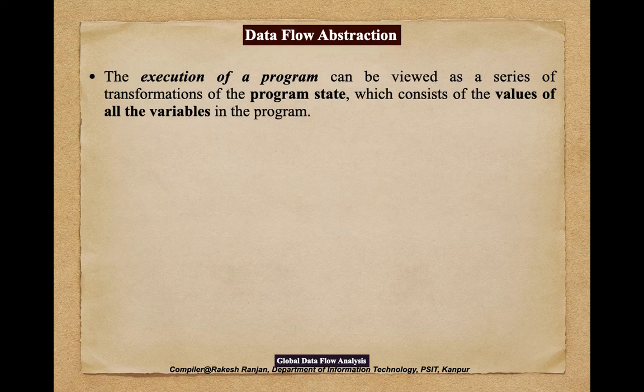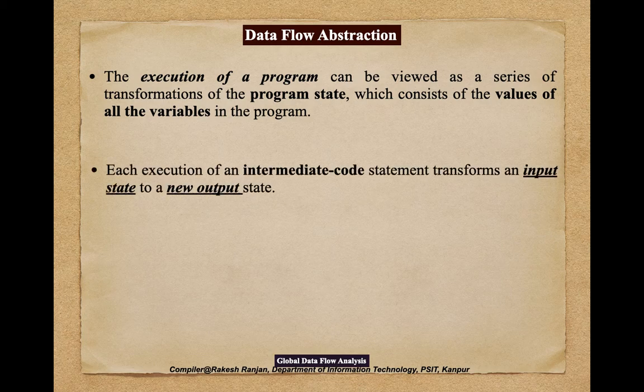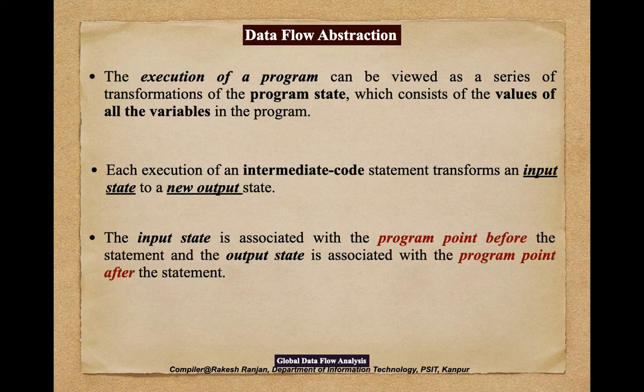The execution of a program can be viewed as a series of transformations of the program state, which consists of the values of all the variables in the program. Each execution of an intermediate code statement transforms an input state to a new output state. The input state is associated with the program point before the statement, and the output state is associated with the program point after the statement.